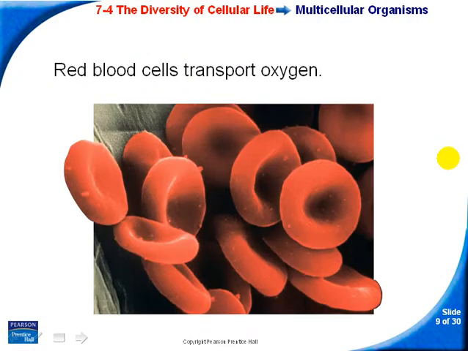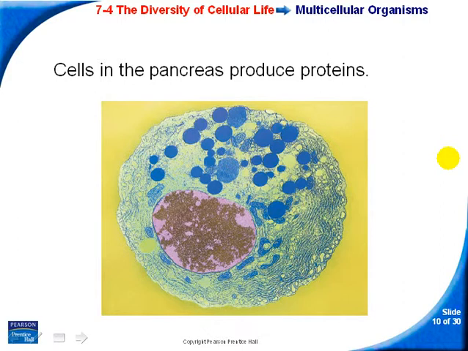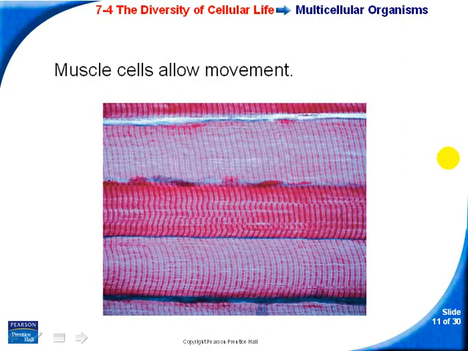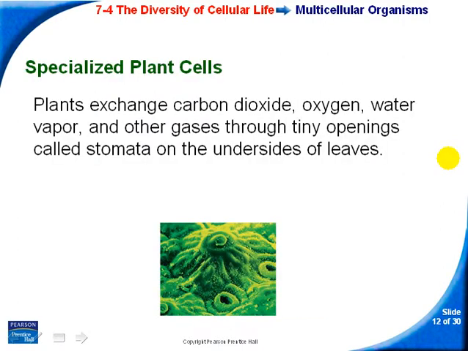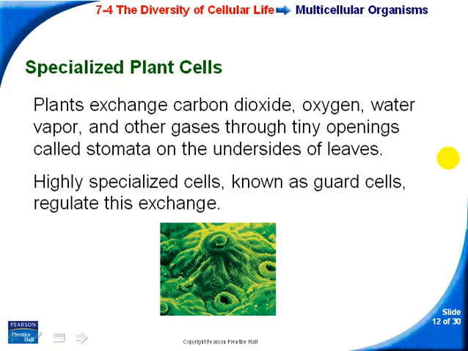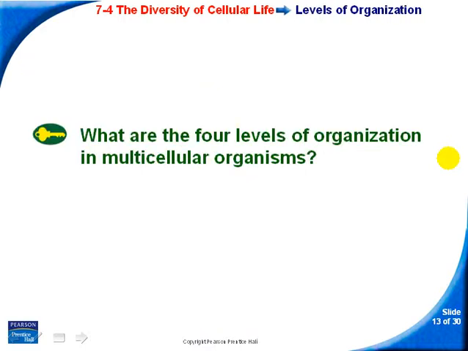And they can be specialized in many different ways, like red blood cells transport oxygen, cells in the pancreas produce proteins, muscle cells allow you to move, and plant cells have specialized cells, such as the guard cells that help regulate the exchange of gases and water vapor through the tiny openings on the undersides of leaves.